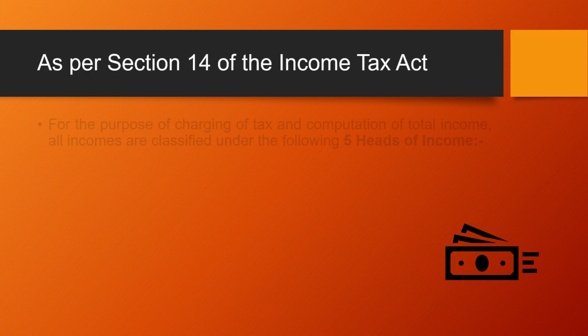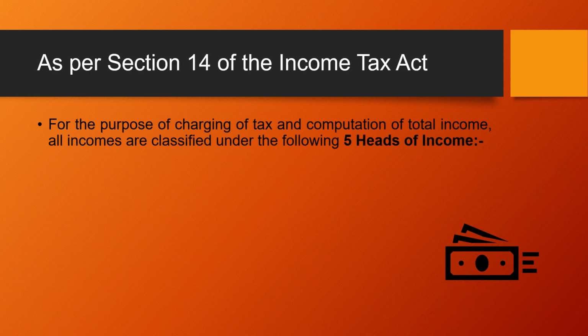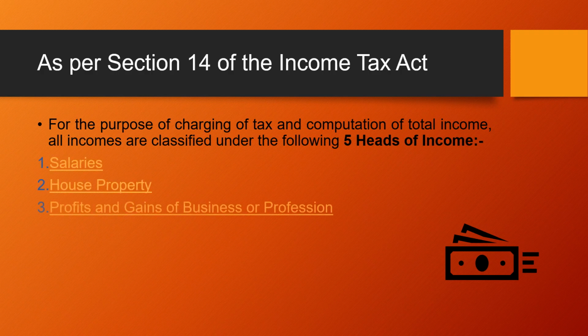Basically, for the purpose of charging of tax and computation of total income, Section 14 of the Income Tax Act classified 5 heads of income under the following categories, which are salaries, house property, profits and gains of business or profession, capital gains, and other sources.